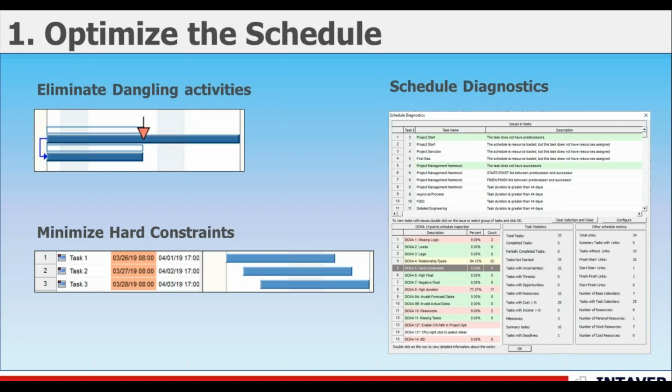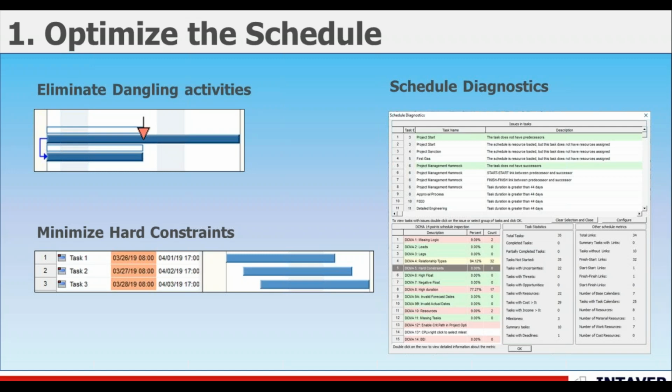Hard constraints. These types of constraints, such as must start on or must finish by, block updates to the schedule. You should replace all hard constraints with soft constraints, such as start as soon as possible. In fact, let me say all hard constraints with soft ones. Probably use start as soon as possible for all of them, if that's feasible. There are some instances where you do have to have some hard constraints, and we understand that, but you should realize that they will block or stop the full range of outcomes that you might have.